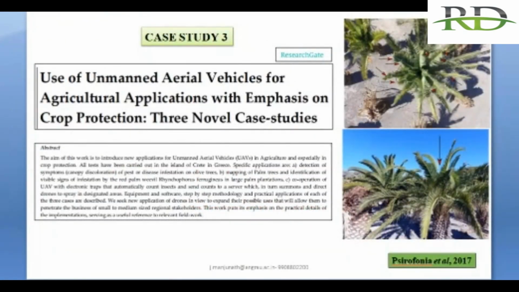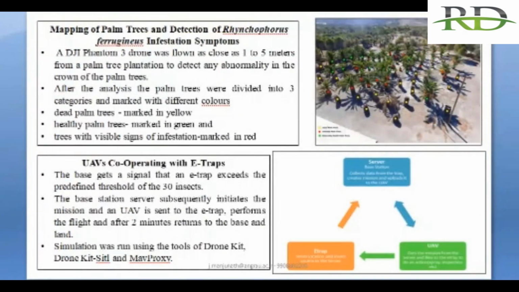Next, this is another study. We can see the infestation of rhinoceros beetle by taking photographs of some plants. Next, desert plants. This is by using the DGF phantom. We observe how many traps can be kept, and what observations we can make in one of the case studies.